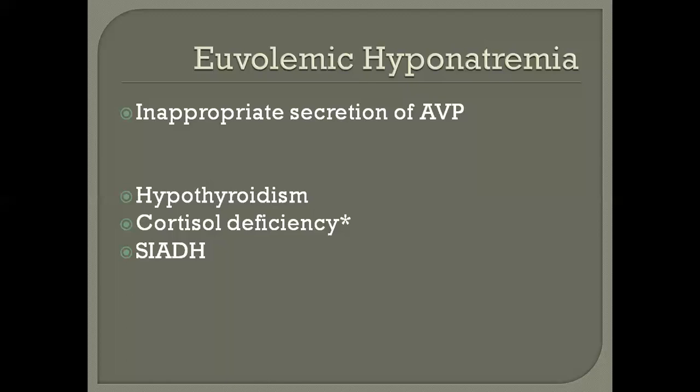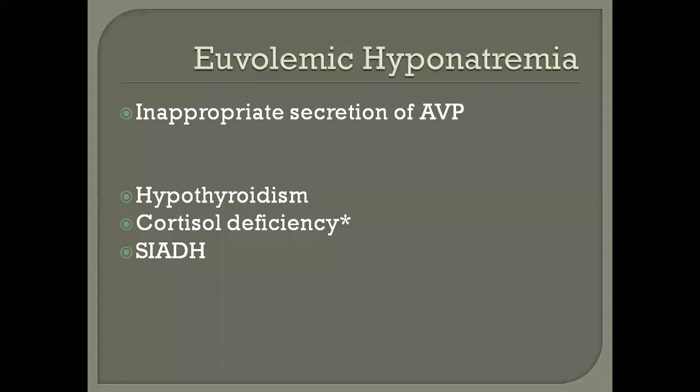So if you have a disease which is destroying the adrenals, such as adrenal tuberculosis or histoplasmosis or adrenalectomy, you will end up with hypovolemic hyponatremia. But if you have something like a pituitary disease or exogenous Cushing syndrome, then you will only suppress cortisol secretion, and then you will end up with euvolemic hyponatremia.